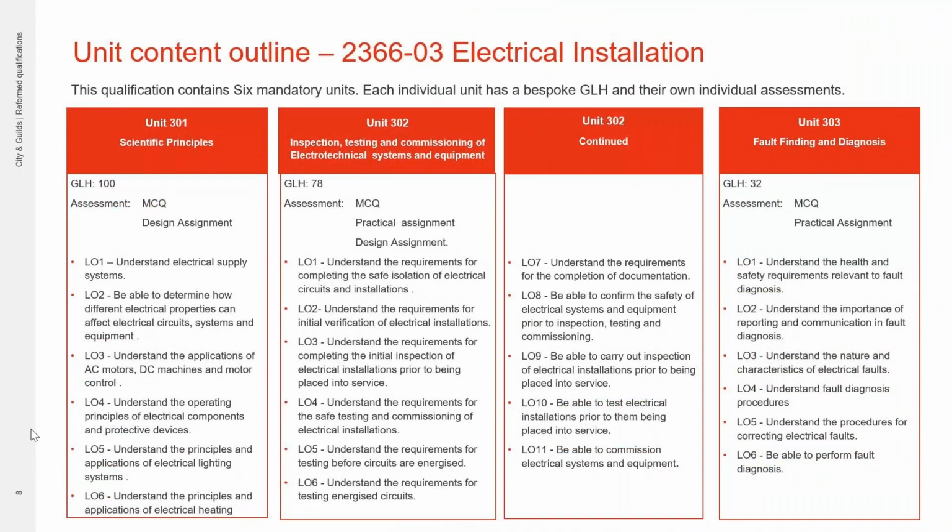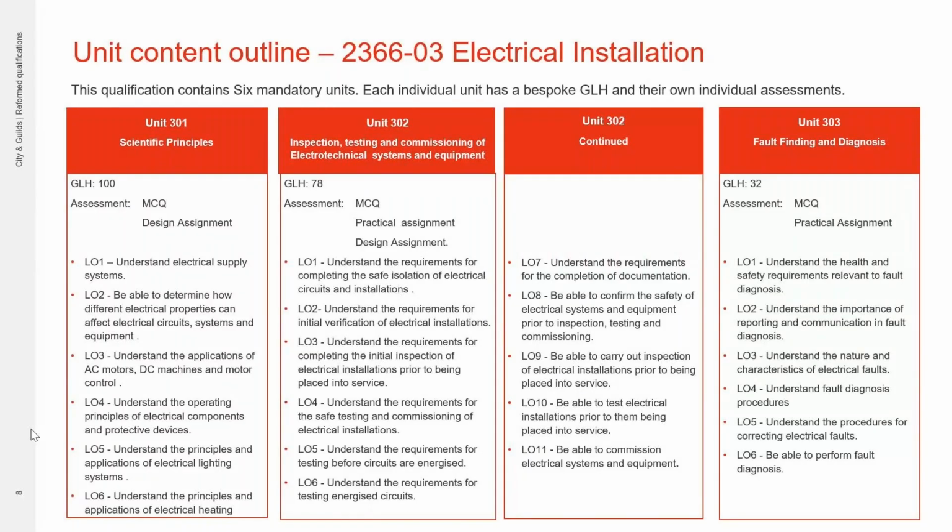The unit content outline for the 236603 electrical installation. This qualification contains 6 mandatory units. Each individual unit has a bespoke guided learning hours and their own individual assessments. So just a very brief running over the units. We've got Unit 301, which is Scientific Principles, guided learning hours 100, assessment: multiple choice questioning. There is a design assignment that covers Unit 301 and 302 holistically.